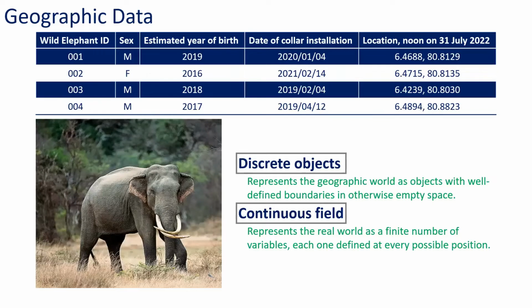Now, in terms of the geographic data itself, we can divide them into two groups. The first type is discrete objects, and the second type is continuous field. Now, this example here gives you an imaginary set of data. It's an imaginary table. It contains the ID of a wild elephant, then the sex of the elephant, and the estimated year of birth, date of collar installation.